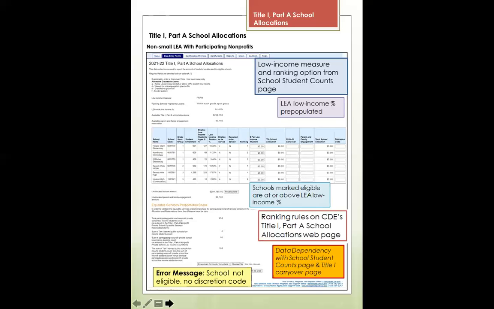Schools are ranked in order. It'll rank the schools for you. Schools are also flagged as required to be served if they're over 75% poverty. You have to serve those schools. And so then it'll rank the schools in order based on what you said on the prior page, by grade span or district-wide. You then indicate your per pupil funding amount for each school, and it can vary. The per pupil amount doesn't have to be the same for all your schools, but a lower ranked school cannot receive a higher per pupil amount than a higher poverty school. You have to fund your higher poverty schools the same or more than your lower poverty schools.